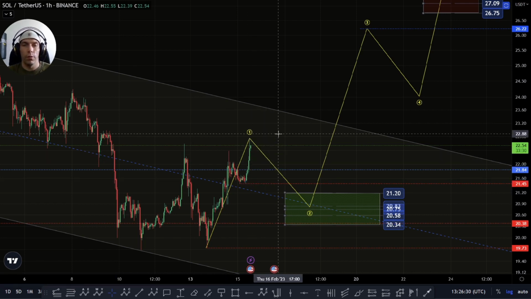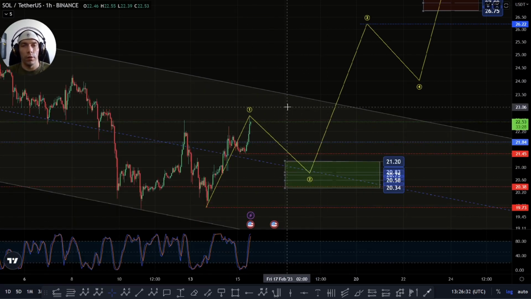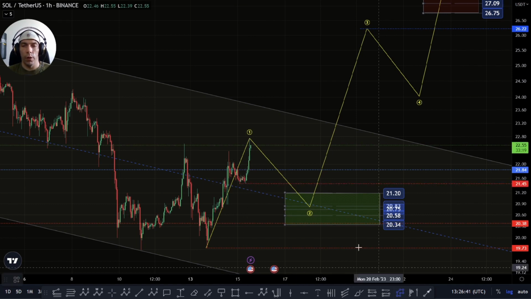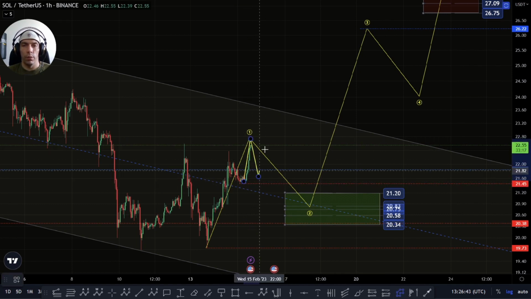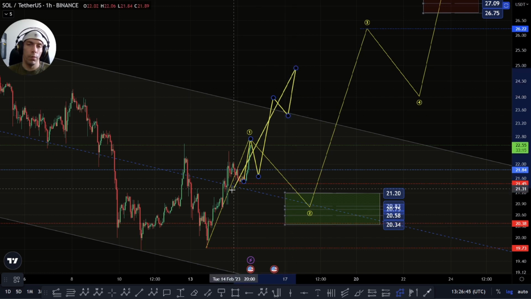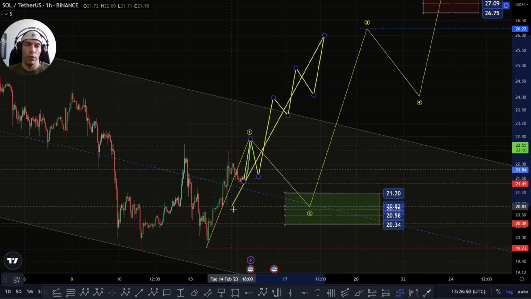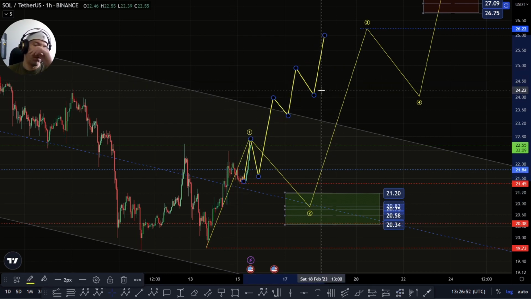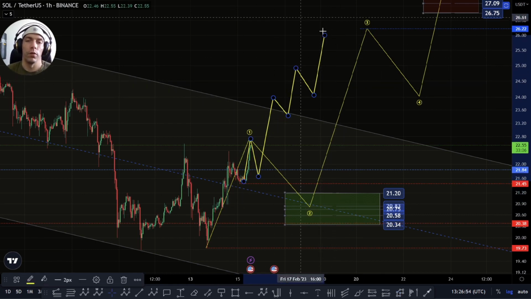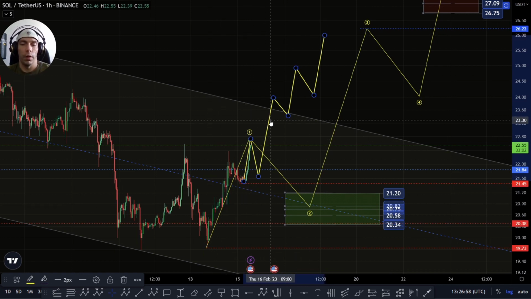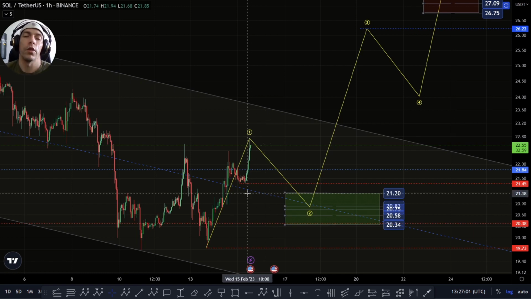If we do break down from this point, the 1 hour stochastic is in the overbought, so it is possible we could start to see a retracement here. If that retracement holds this low, we could look for extension, like I said. This becomes a 1, 2, 3, 4, 5. Then we would have to count this as an additional 4 and a 5. Then we'd potentially have an additional fourth and a fifth here. And then effectively that could look to actually bring us up into some of these zones where we can start to count this as a more impulsive structure.